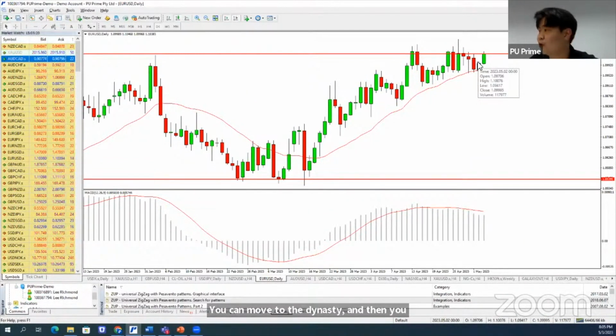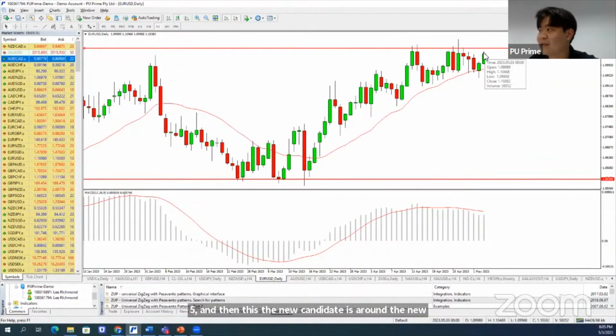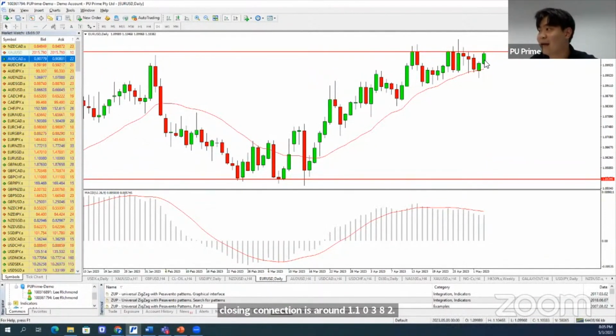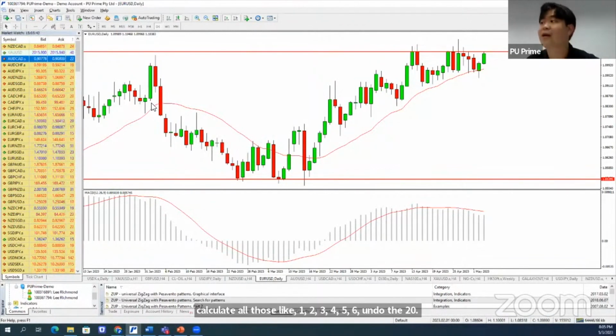You can see the euro close price yesterday is 1.09995. And then the new closing candlestick is around 1.10382. So according to the closing price, they will calculate all of those, 1, 2, 3, 4, 5, 6, until the 20th candlestick closing price. They will add them all and then divide by 20. Then after they divide, the line will straight away come out.